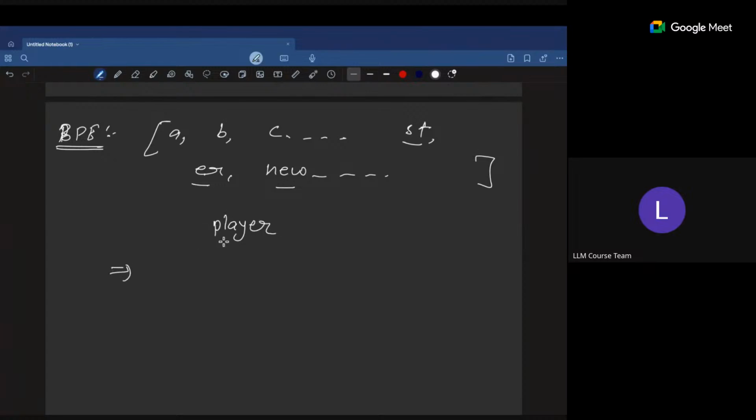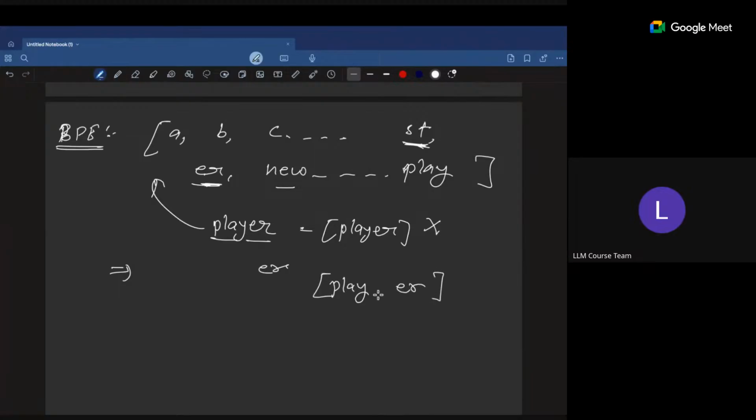First it looks whether the entire word is in the vocabulary or not. If it is there, the tokenization is the word player itself, right? But let's say player is not in the vocabulary. Then it looks at the merge steps, each merge, right? First it will look whether ST is there or not. It's not there, fine. It looks for ER. ER is there, so it does that, then it keeps on doing that in sequence. And let's say play is also there in the vocabulary. So it will tokenize it as play and ER. So that's how BPE works.